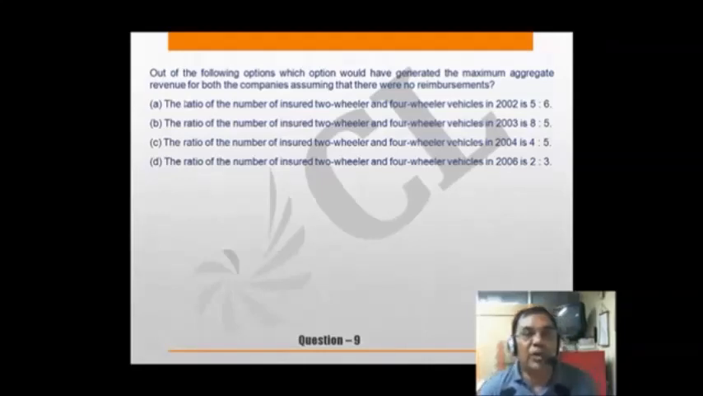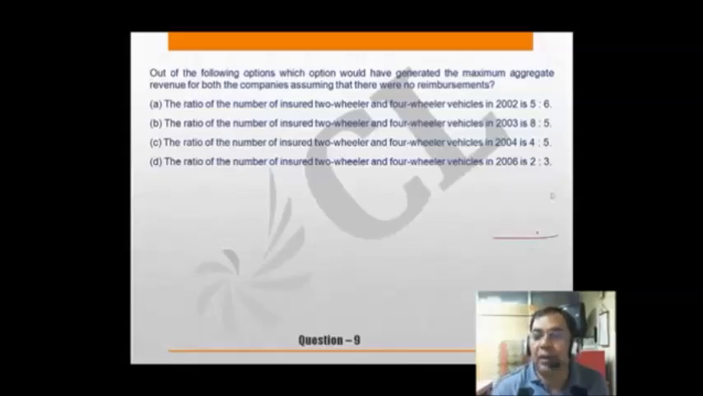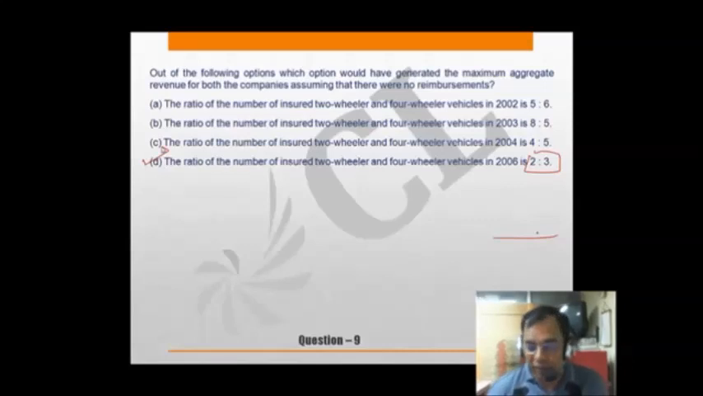Out of the following options, which option would have presented the maximum aggregate for both? Obviously, when the four-wheelers are more. Okay. The ratio of two-wheeler to four-wheeler is 5:6. Ratio is not there. The ratio of two-wheeler to four-wheeler is 8:5. No. Obviously, the ratio is highest in this one, because we had already analyzed this: 3,000 rupees to 7,000 rupees. So it is always beneficial that we should go for this answer. There's the answer. Okay, I'm sure that everybody is clear on this case.